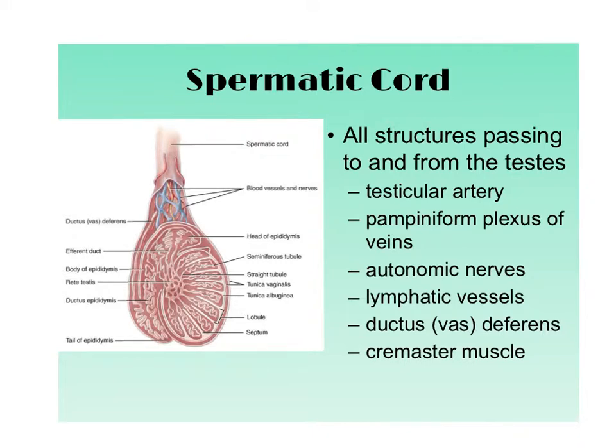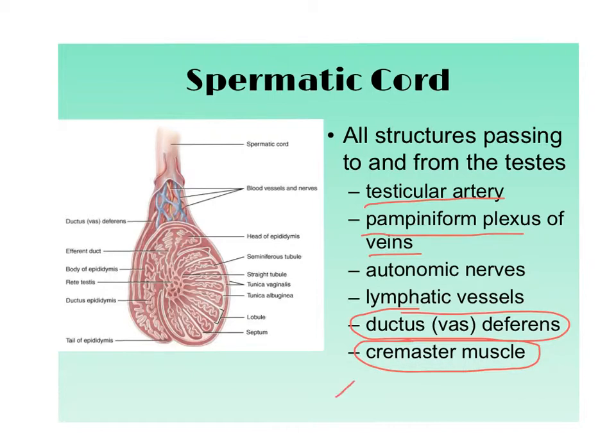And now the spermatic cord. I wouldn't spend too much time studying this because I don't remember this being on our test at all. But it's a cord-like structure, which all the structures passing to and from the testes go through. So obviously the testicular artery. It's what's called the pampiniform plexus of veins, like a big cluster of veins. What you really need to know is the cremaster muscle and the ductus or vas deferens. Those two pass through the spermatic cord, and we'll go over the cremaster muscle here in a little bit, or maybe we went over it last time, I can't remember.